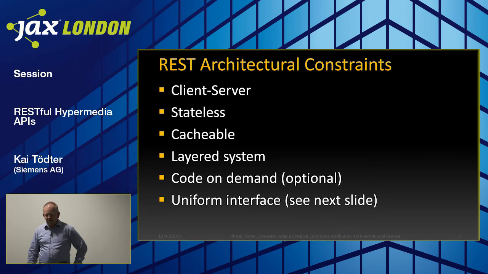Cacheable, very important. When we do network calls, we want to optimize them for performance. We know that usually a network call can be 1,000 times or 10,000 times slower than a local call. So we want to either avoid them if we can, or make the payload as small as possible. And the caching system given by HTTP, we can use directly when we use RESTful web services.